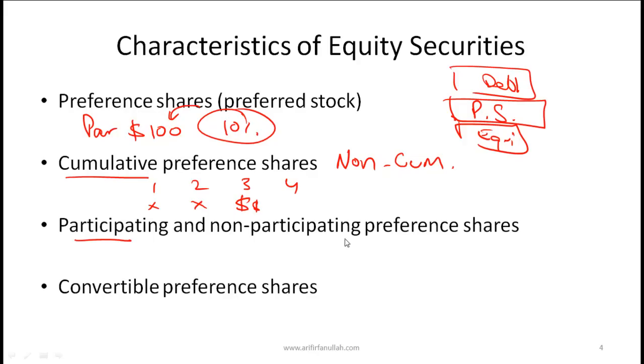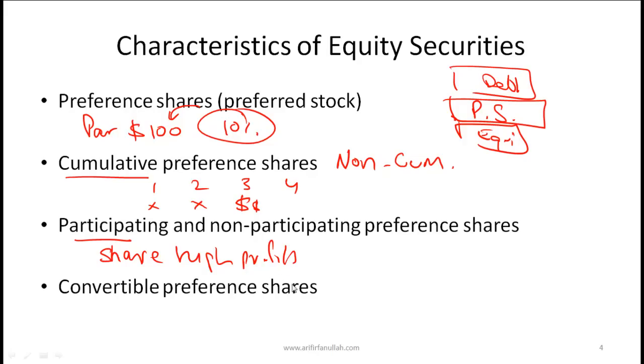Participating versus non-participating preference shares simply refers to the fact that in participating preference shares, the preferred shareholders also to some extent share high profits. So if profits exceed some benchmark level, then preferred shareholders might actually get more money than is stated in the regular preferred dividend. So participating means that they participate in profits. Non-participating preferred or preference shares do not participate in any profits. There they simply get the agreed upon percentage of par value.